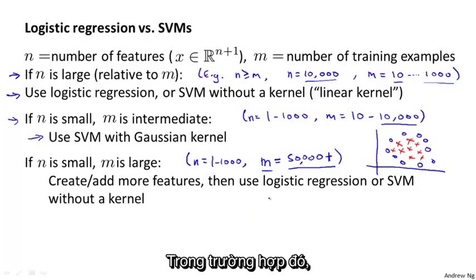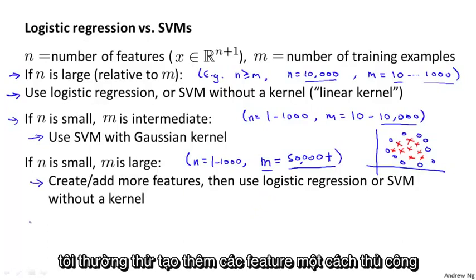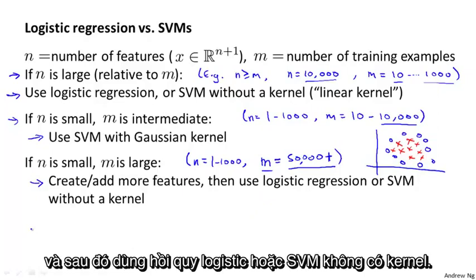So in that case, what I would usually do is try to just manually create or add more features, and then use logistic regression or an SVM without a kernel.